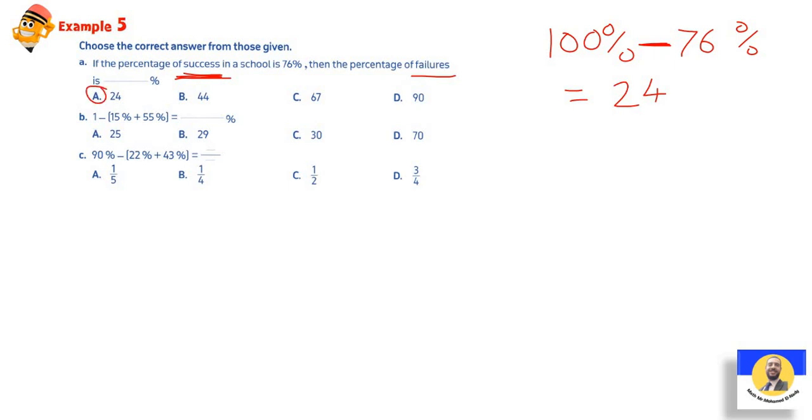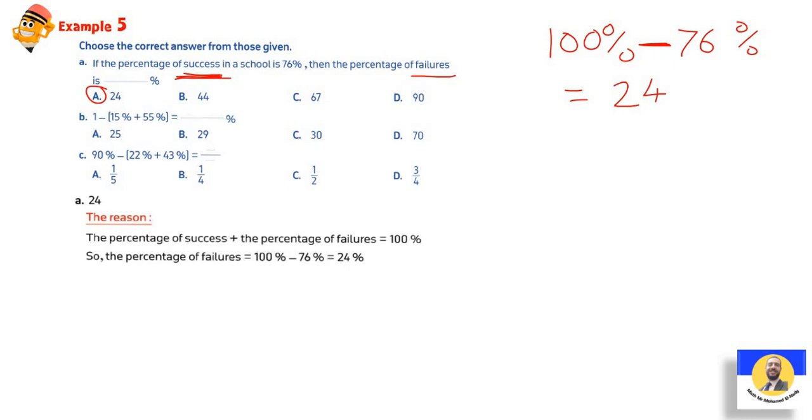Because 76 plus 24 will be 100%. Letter B: 1 minus 15% plus 55% equals what? 15% and 55% together, 55 and 15 is 70. Then 1 minus 70%. Be careful, we can't do addition or subtraction between a whole number and a percent. They must both be the same, either both percent or both whole numbers. How do I know? What does the answer want? It wants percent, so the whole question must be percent.